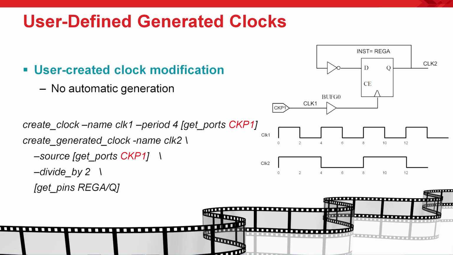First, the primary clock, termed clock 1, is created at the input port of CKP1 with a 4 nanosecond period. The create_generated_clock command uses the source of clock 1, which is the port CKP1. Then, this clock is divided by 2. The clock is created on the register output pin reg A/Q.